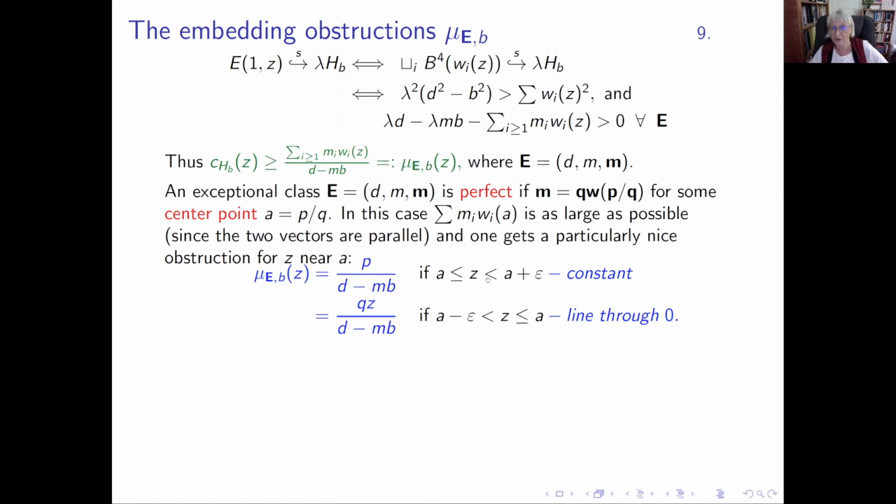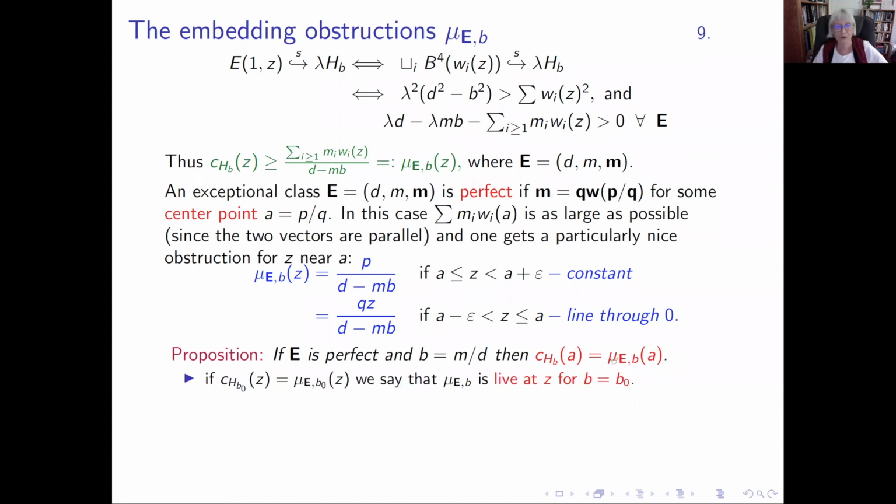And then the form of the obstruction near that point is very nice. It's constant, actually, if z is bigger than a, and it's a line through the origin if z is less than a and in some range. And if E is perfect, the proposition is, and b happens to be m over d, which of course it never is in the cases you're interested in, but if it happens to be, then this class is what we call live. In other words, it gives you the capacity function at that point for that value of b.